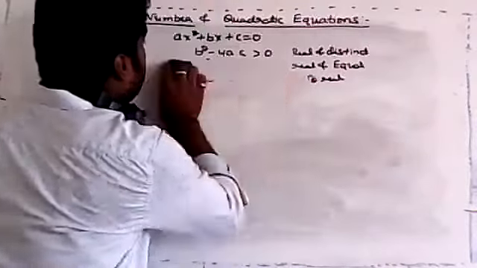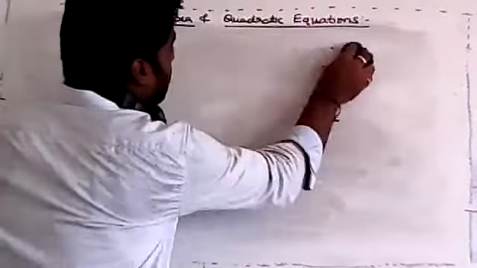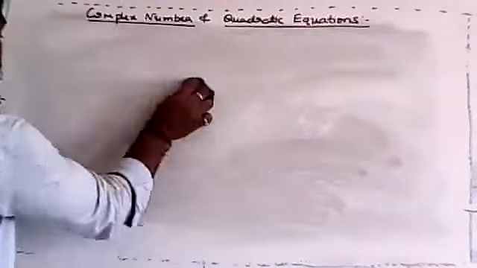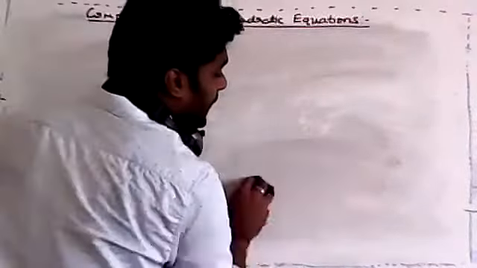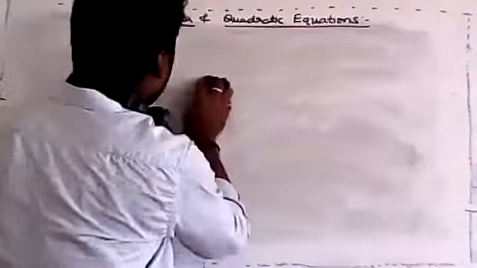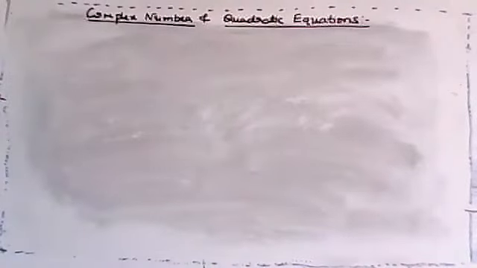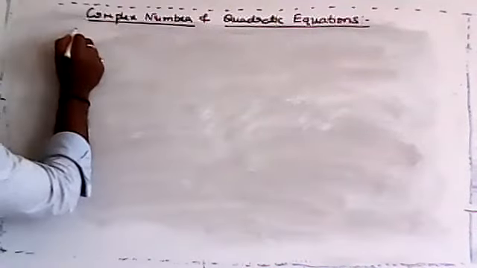So root of a into root of b is minus root of ab if a and b both are negative. Both are negative. Okay. Next, similarly, now we move on to the complex number definition.